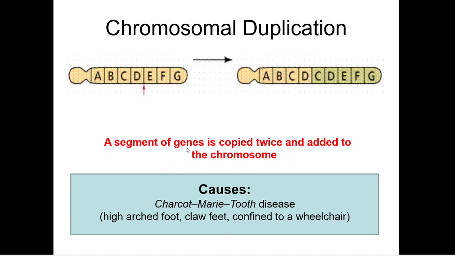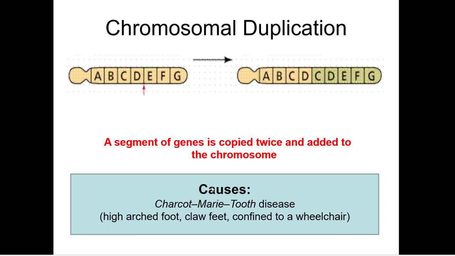The second one we can see is chromosomal duplication. So it's just like it says, you're going to duplicate the same genes. So again, we have a normal chromosome, A through G, and now we have a longer one because now what happened is C and D got duplicated. So instead of having A, B, C, D, E, we have A, B, C, D, C, D, E, F, G. So there's extra chromosomes in there. And so this is what happens in duplication.